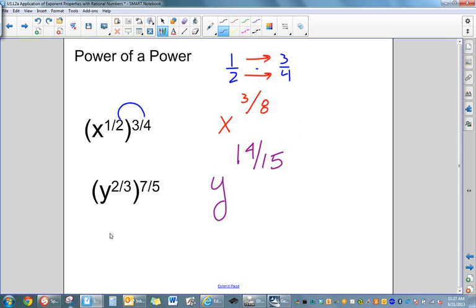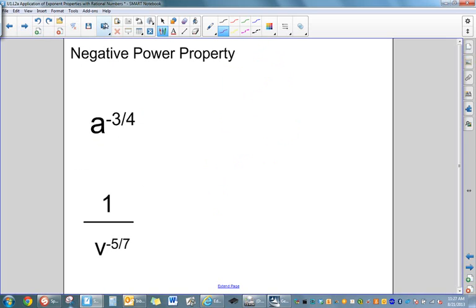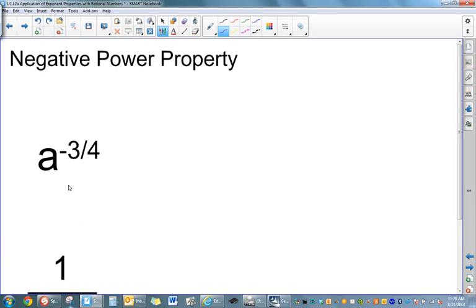Oh yeah. Anytime you're multiplying fractions, it's easy. Okay. Just like last time, the negative power property, this is what we're going to learn, our new thing. Could someone describe to me the negative power property? What do you do when you have a negative exponent? Miles.